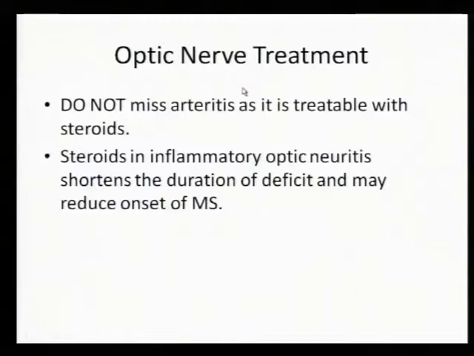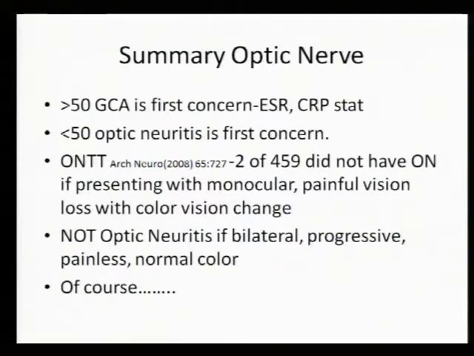Okay. So bottom line, in terms of treatment, you can treat it with steroids. Certainly with giant cell arteritis, it can be curative. With steroids and optic neuritis, you will reduce the duration of the deficit. And there's evidence that you can also reduce the onset of multiple sclerosis, which is even more peculiar. Okay, so again, I've already kind of given you this. If they're over 50, you're going to worry about giant cell arteritis. If they're under 50, optic neuritis.